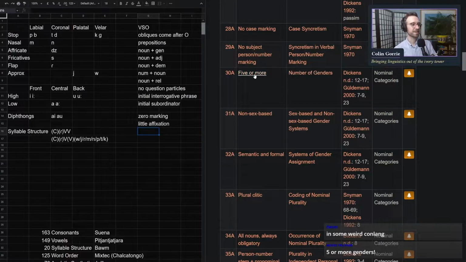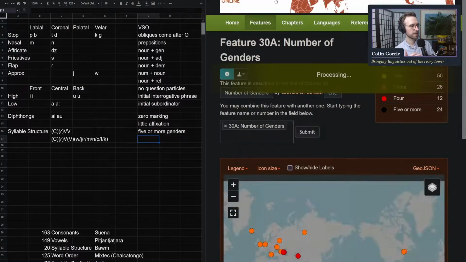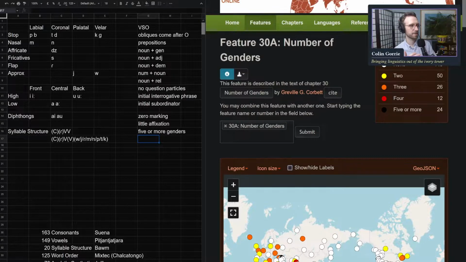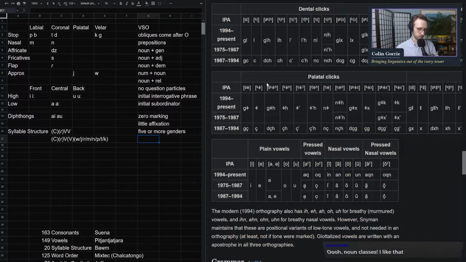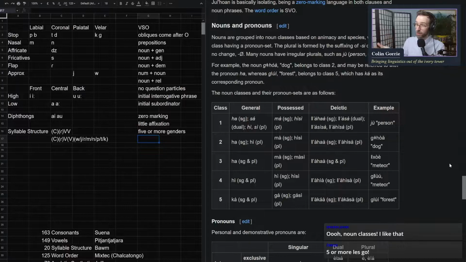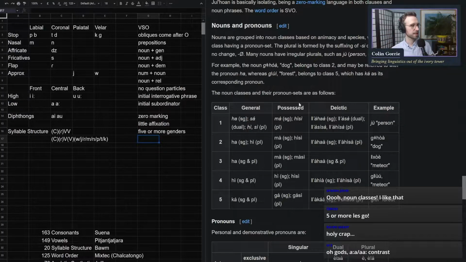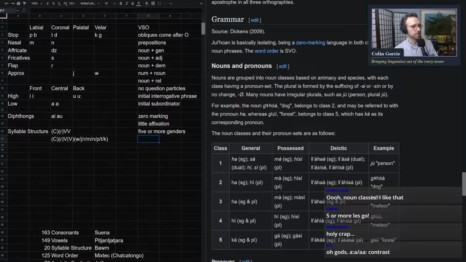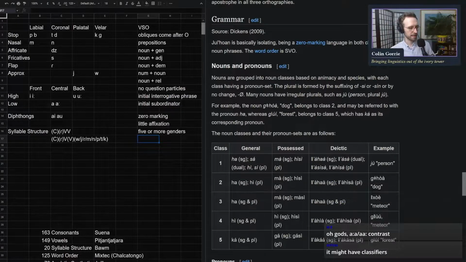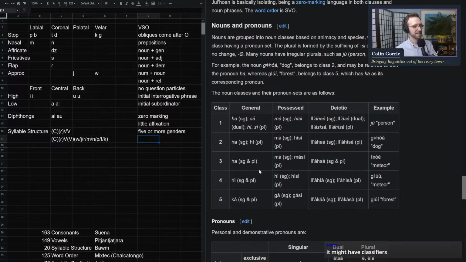Number of genders, 5 or more. I kind of want to figure out what's going on here. Let's look at that. Now, it's probably not going to tell us about this language in particular in WALS. It just has a value for it, but maybe we can see something in, here we go. So nouns are grouped into noun classes based on animacy and species. So these are the genders, noun classes. So 5 or more, it's actually exactly 5. And so we have class, and they're just called class 1, 2, 3, 4, 5.